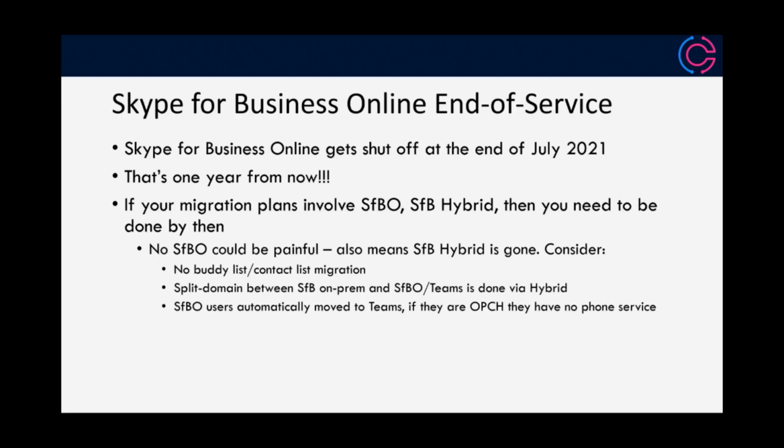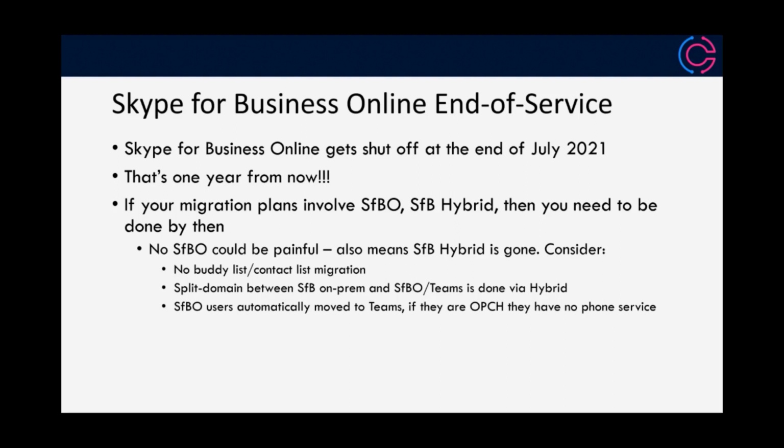We've got another complication coming up in that Skype for Business Online has an end of service date coming up in about a year, at the end of July 2021. That sounds really weird to be saying, but it really is in about a year. So if your migration plans involve Skype for Business Online in any way, that includes Skype for Business Hybrid, then you need to be done by the end of July 2021, or you need to do more of a bulk move than a migration.